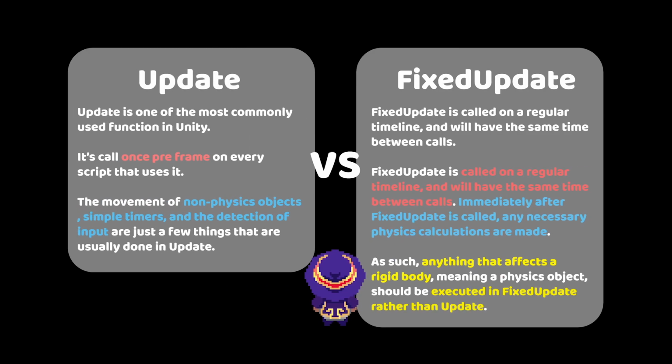Note that Update is not called on a regular timeline. If one frame takes longer to process than the next, then the time between the Update calls will be different. FixedUpdate is a similar function to Update, but it has a few differences. FixedUpdate is called on a regular timeline and will have the same time between calls. Immediately after FixedUpdate is called, any necessary physics calculations are made. FixedUpdate should be used instead of Update when dealing with a rigidbody. For example, when adding a force to a rigidbody, you have to apply the force every fixed frame inside FixedUpdate instead of every frame inside Update.